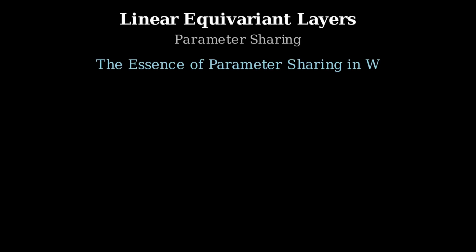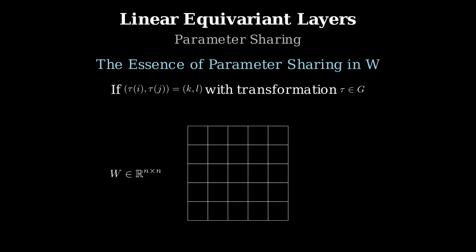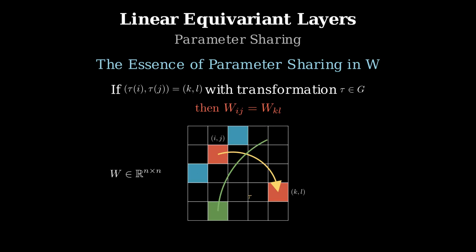What does this mathematical constraint actually mean in practice? It leads directly to parameter sharing. It says, if a symmetry transformation tau maps the index pair i, j to a new pair k, l. Consider a dense weight matrix W. We select an element at position i, j. If the geometric transformation maps this position to k, l, then the element at k, l must share the exact same weight value. This rule applies across the entire matrix. Symmetric positions are forced to share parameters, greatly reducing the model's complexity.